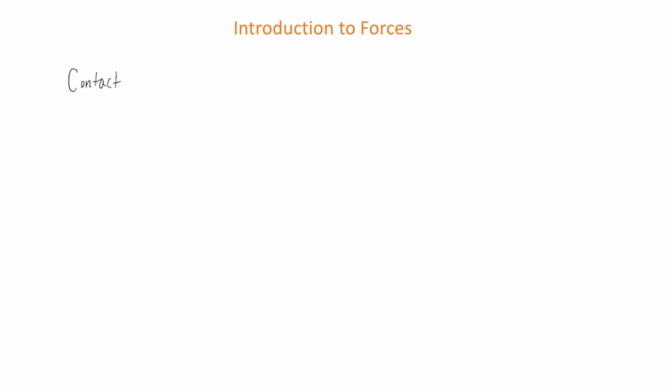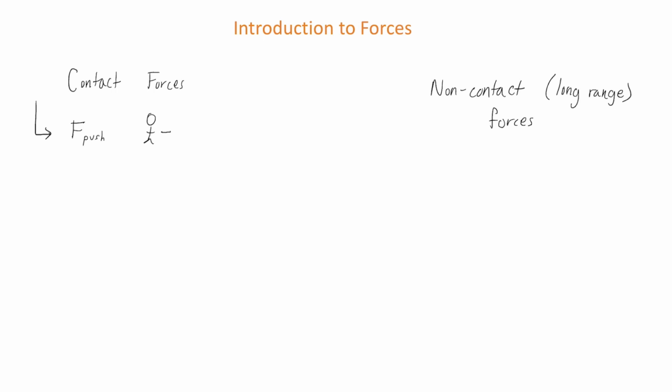Now, there are two broad categories of forces. We have contact forces and non-contact forces, also called long-range forces. Let's look at contact forces. These are forces where the external agent that's applying the force is in direct contact with the object. We have the pushing force, where the object is being pushed. We have pulling forces, and if we're dealing with an object connected to a rope or a cable, we would call that tension. We have the thrust force.